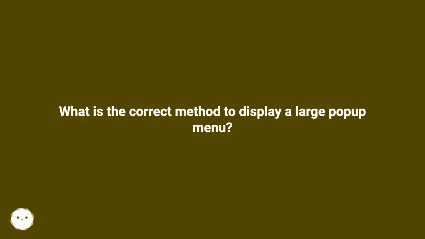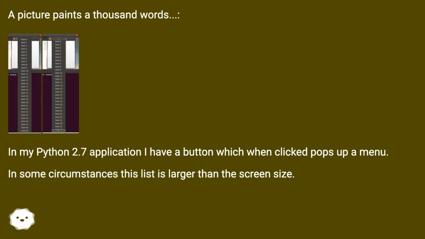What is the correct method to display a large pop-up menu? A picture paints 1,000 words. In my Python 2.7 application I have a button which when clicked pops up a menu. In some circumstances this list is larger than the screen size.